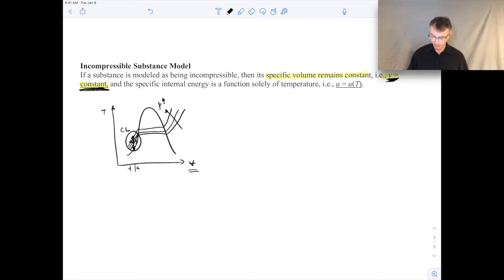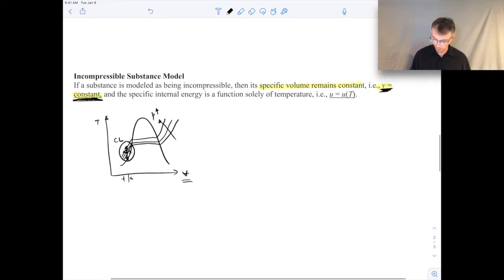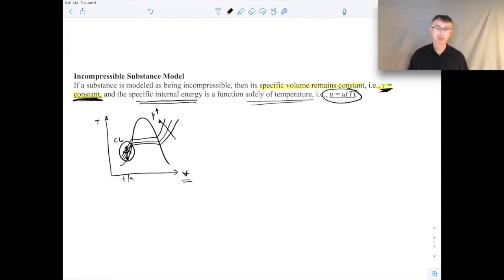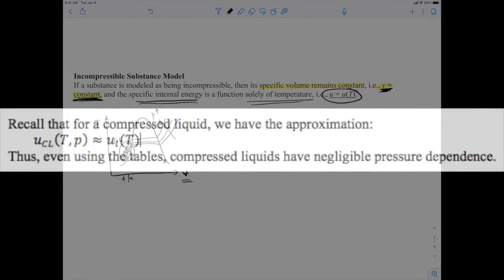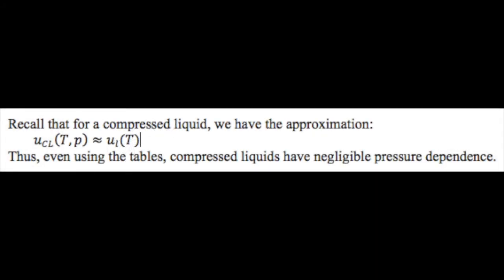Okay. Now the other part that goes into that incompressible substance model is that the specific internal energy is a function solely of temperature. So that's this part right there. That specific internal energy is only a function of temperature. In general, it's a function of temperature and pressure, but for this particular model, we'll say it's a function only of temperature.